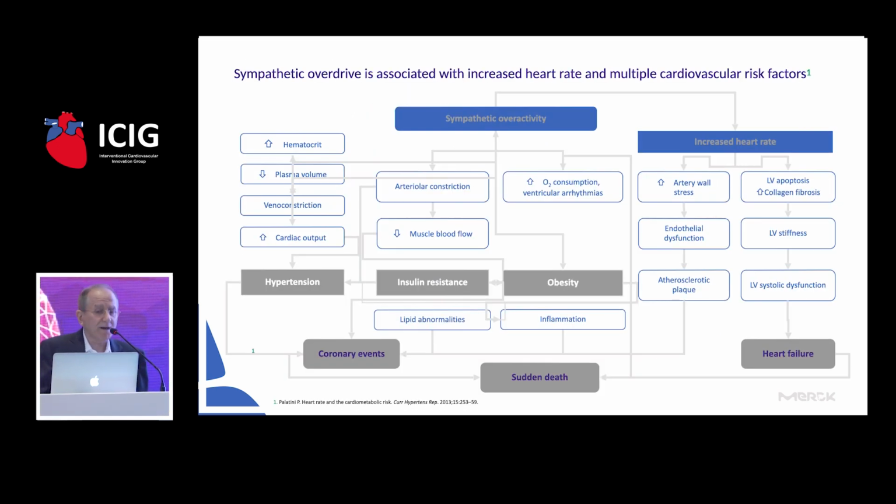Sympathetic overdrive is associated with increased heart rate and multiple cardiovascular risk factors. As you could see here, with sympathetic overactivity, there will be arteriolar constriction, reduction in muscle blood flow, as well as increased oxygen consumption with possible ventricular arrhythmias. Increased heart rate would be associated with increased artery wall stress, endothelial dysfunction, and the possibility of accelerating atherosclerosis. Also, there would be left ventricular stiffness, left ventricular dysfunction. Now, the end result would be an increased probability of coronary events, sudden death, and heart failure.